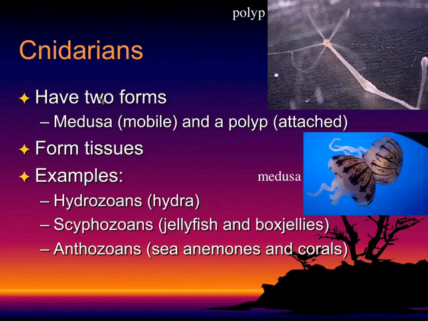Cnidarians are our next topic to cover. So cnidarians, these guys have two forms. They can either be medusa, as in they're mobile, or a polyp, they are attached. So these guys do have tissue. So this is something new. They are formed out of tissue. They have cells that all together make tissue. So examples would be hydrozoans, scyphozoans, and anthozoans.